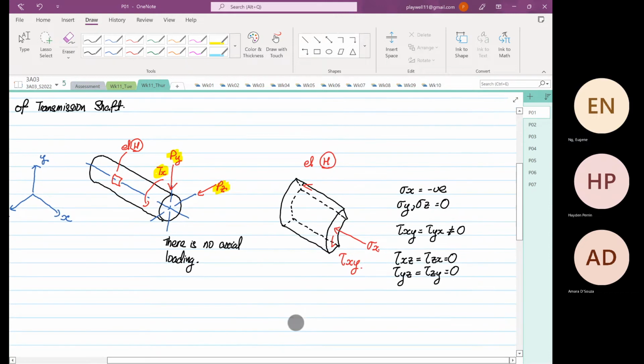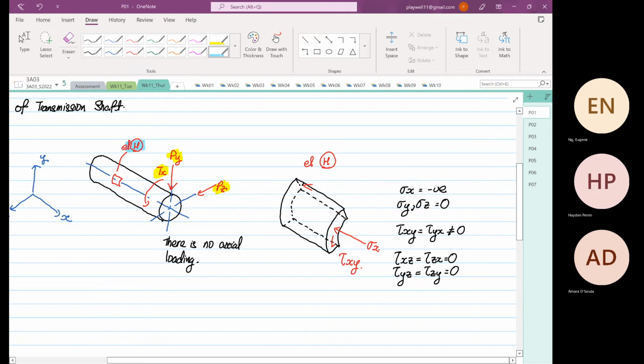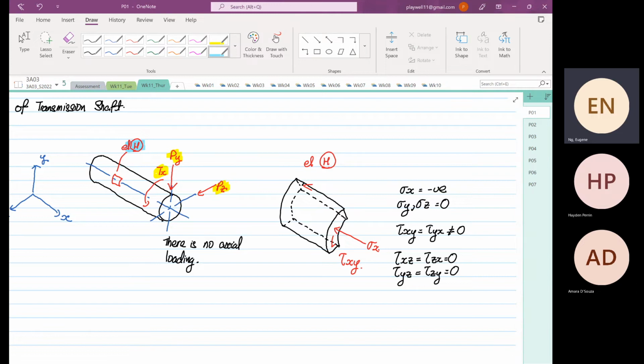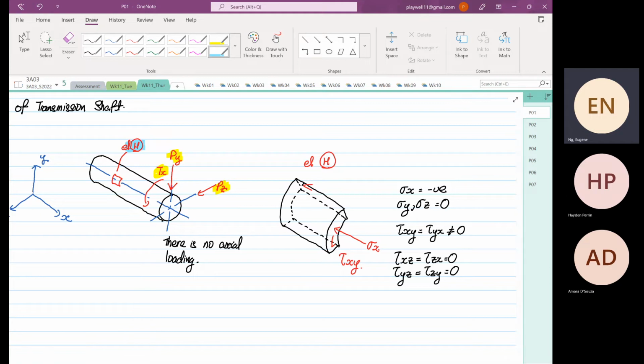So we locate an element H over here, or we pick an element. This element H, for now we pick at an arbitrary location. Later on, based on the loading, we have to determine exactly at what location this element H has to be.